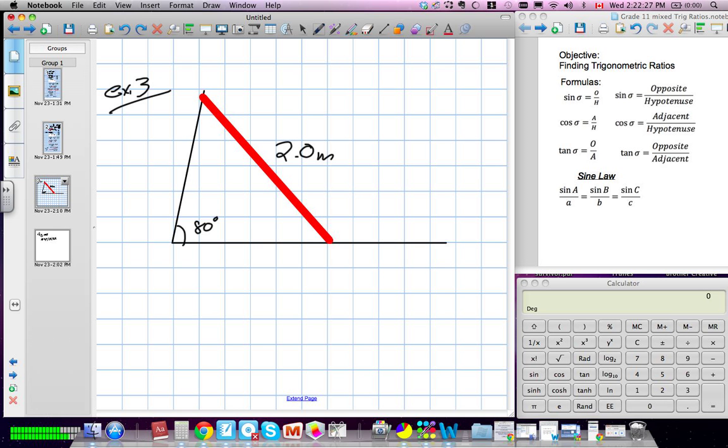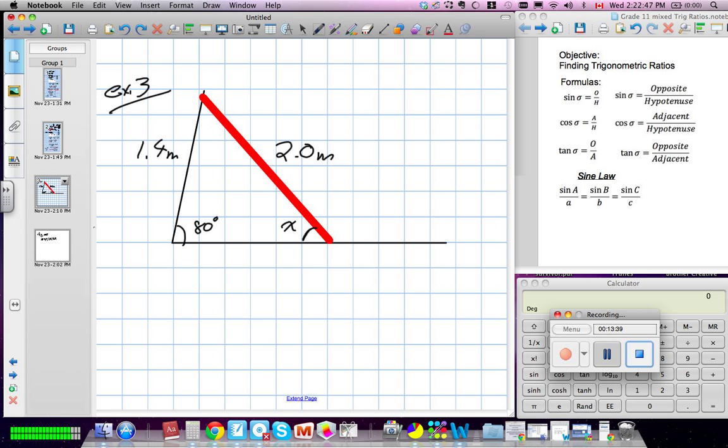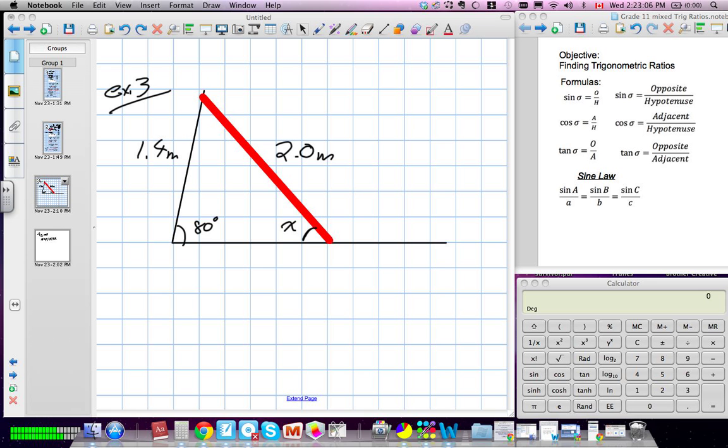So we have our triangle. It's not a right angle triangle, which means we're going to have to use our sine law in order to solve this. Now, we're going to name this triangle. We'll have this as our A. We'll call this B and C. Now remember, the sides and the angle have to be opposite in order to have the same name.